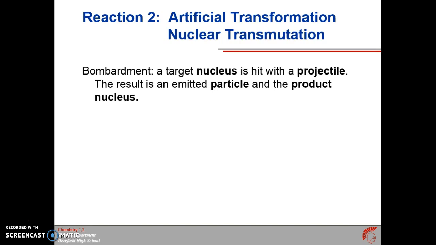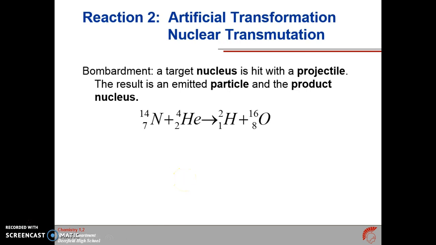So let's go back to the beginning. If you do something called bombardment, nuclear transmutation, or artificial transformation, what you're really doing is you're shooting a projectile at a target nucleus in hopes that something happens to the nucleus. The result, if something happens, is some sort of particle gets ejected, and then you wind up with a brand new nucleus.